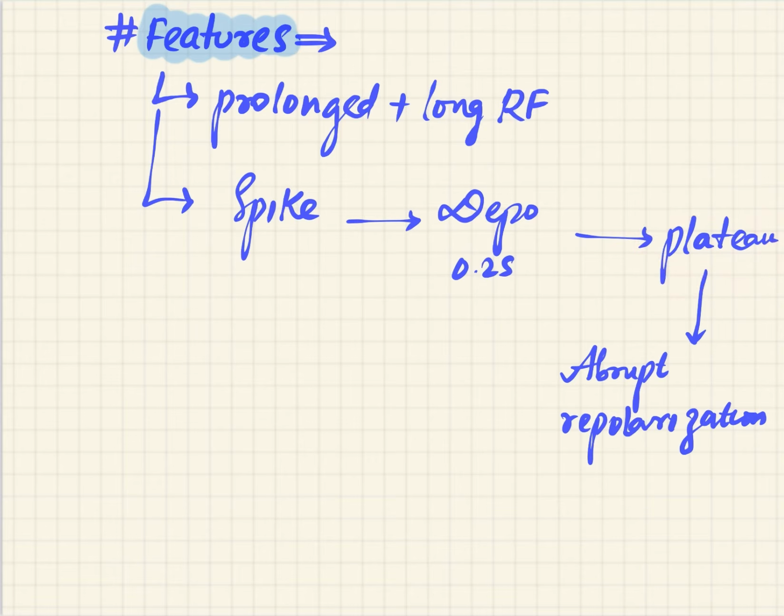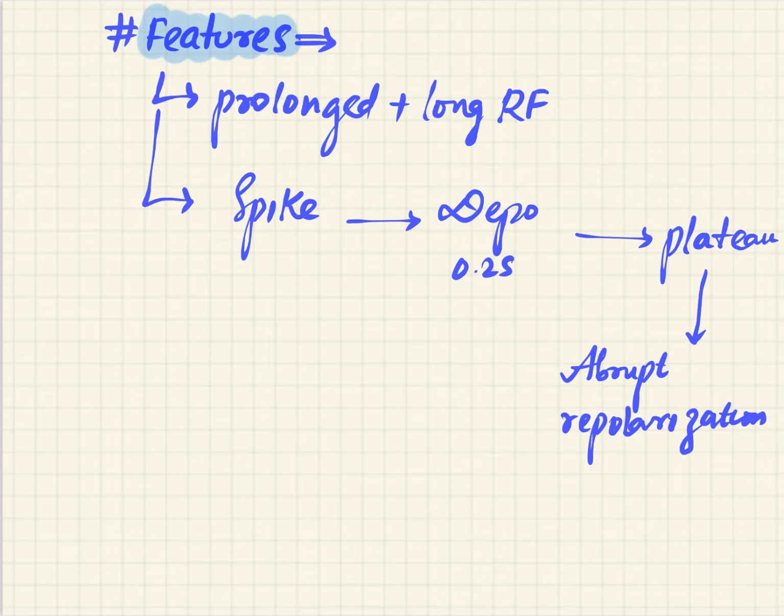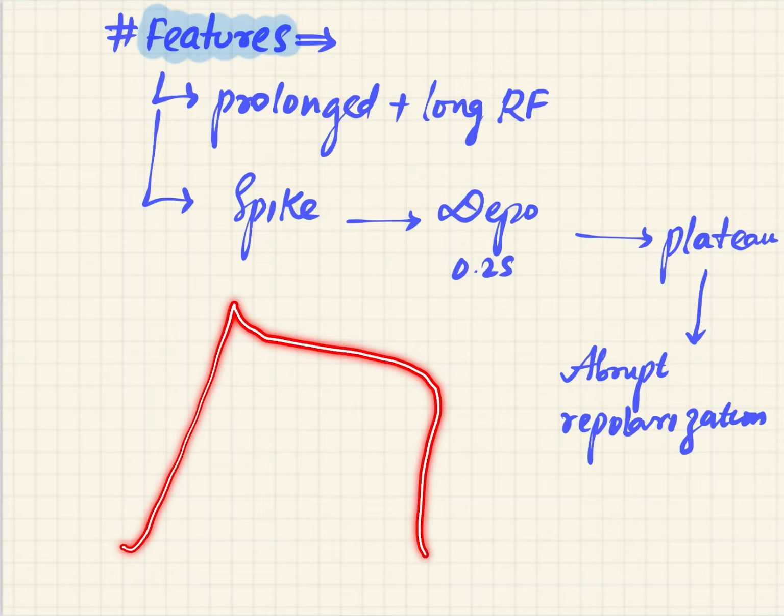The importance of the plateau phase is that it explains the 15 times longer contraction time when compared to the skeletal muscle. So how does this look? A spike, depolarization remaining for 0.2 seconds, a plateau, abrupt repolarization, and finally it comes back to the resting membrane potential. This is how you see the cardiac action potential.